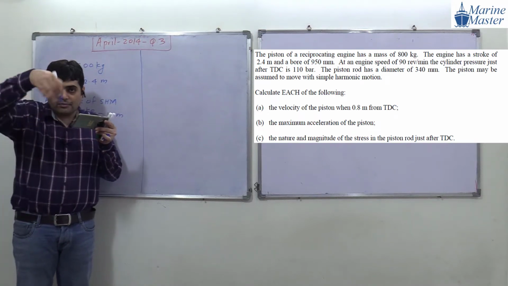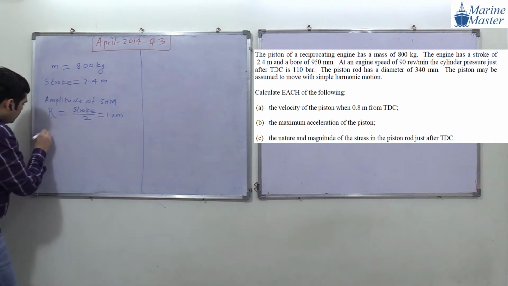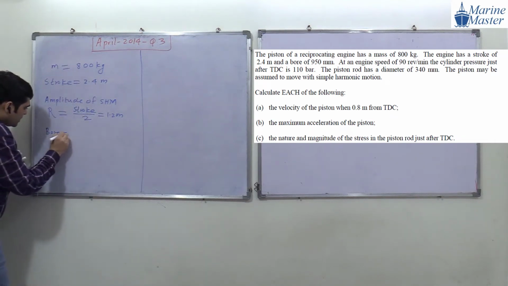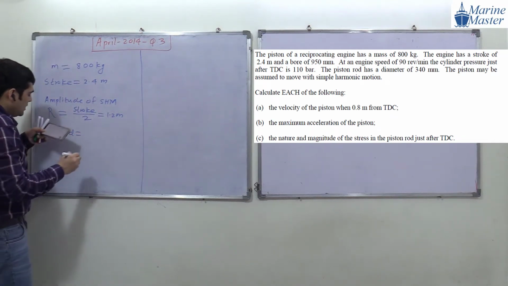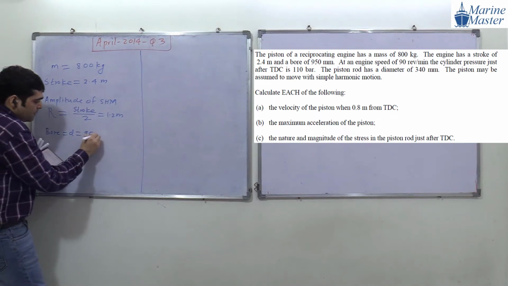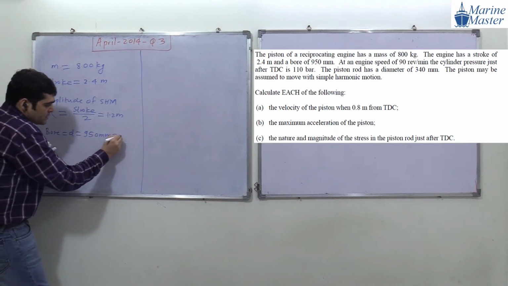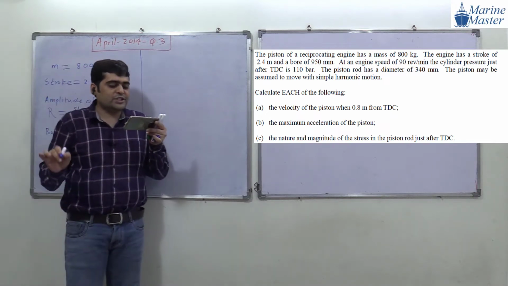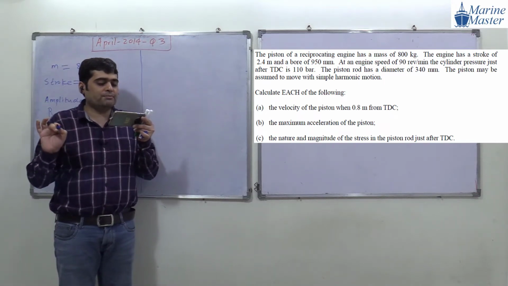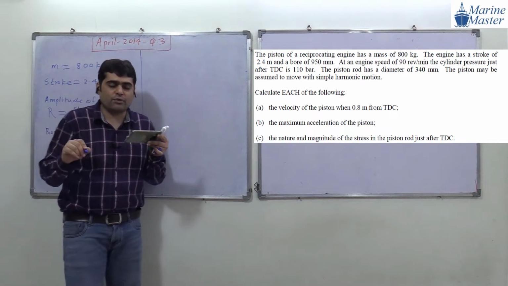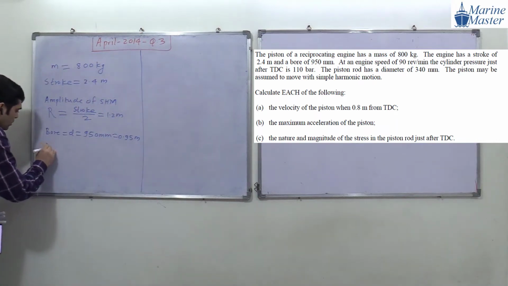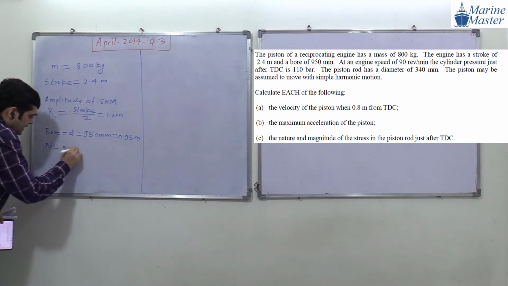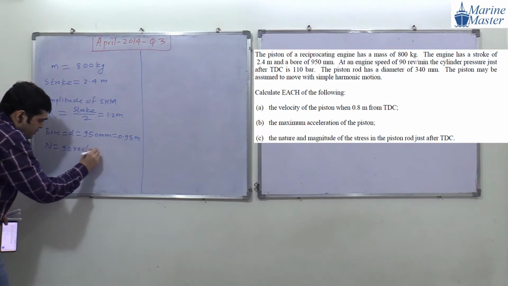Then they have given us a bore, the diameter of the bore. We will denote it by small d. And small d will be equal to 950 mm, that is 0.95 meter. At an engine speed of 90 revolutions per minute. So here n is 90 revolutions per minute. Try to see the scenario here.